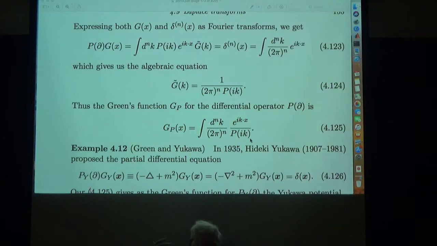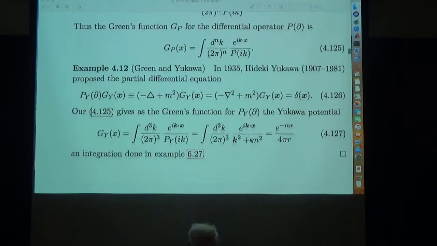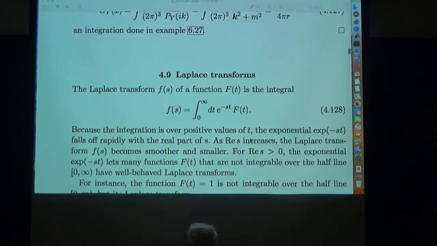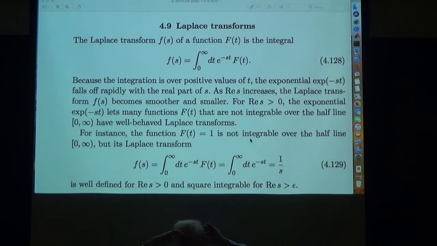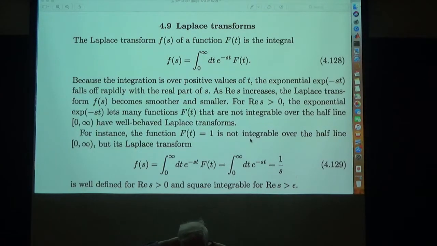And this is what leads you to Green's functions of Yukawa and other ones that, again, are used all the time in physics, electrodynamics, quantum mechanics, quantum field theory, so on and so forth. No doubt string theory and so on. Okay, questions?